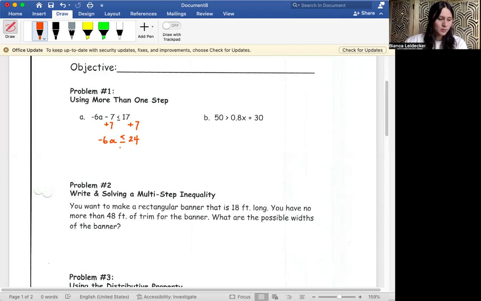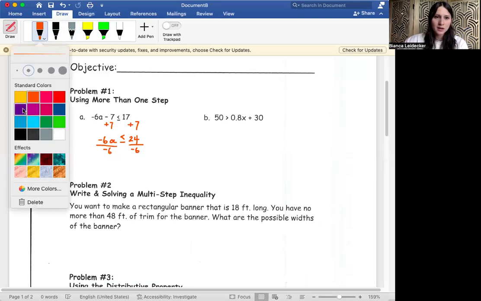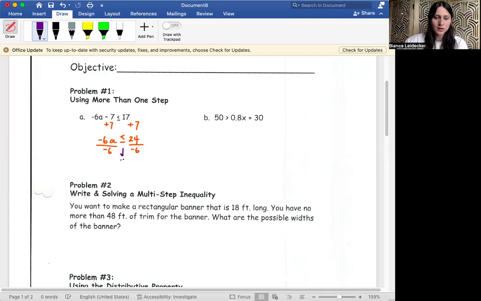The next step would be to divide by negative 6. And already we're seeing our first problem where we're dividing by a negative. So the key here is that we need to flip this inequality. Rather than less than or equal to, it's now going to be greater than or equal to. Our negative 6's cancel, a is brought down, and 24 divided by negative 6 is negative 4.